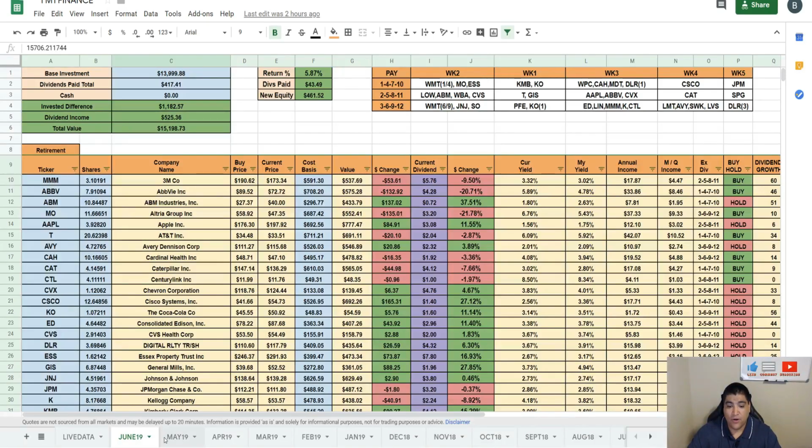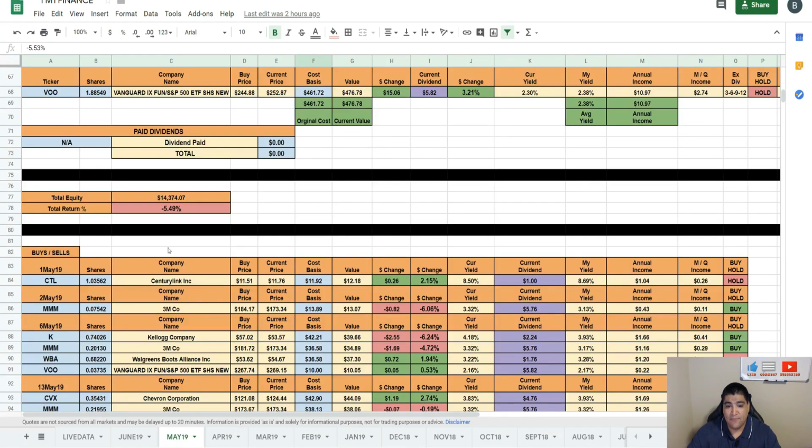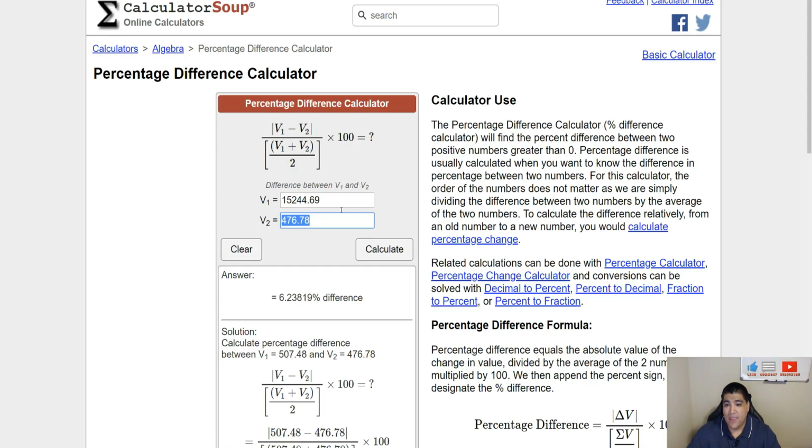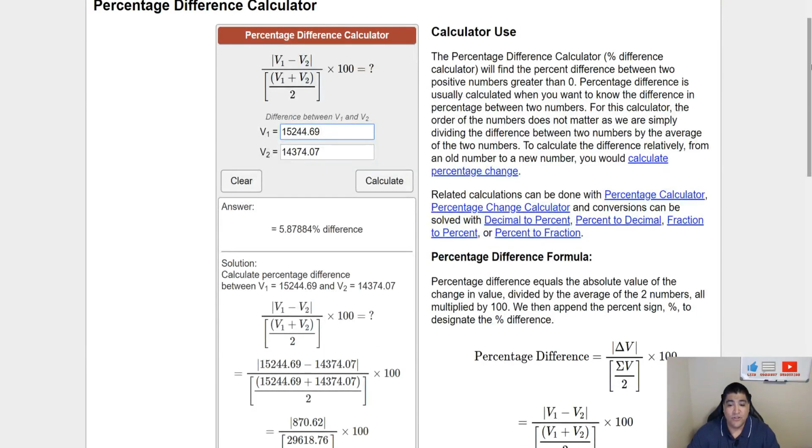And then we're going to go ahead and show end of May, I was sitting at $14,374.07, which is basically right here, $14,374.07. And I go ahead and punch this in there, and I calculate my total return for the month of June, which was 5.88%. So in the month of June, my portfolio total here on M1 Finance gained a total of 5.88%.